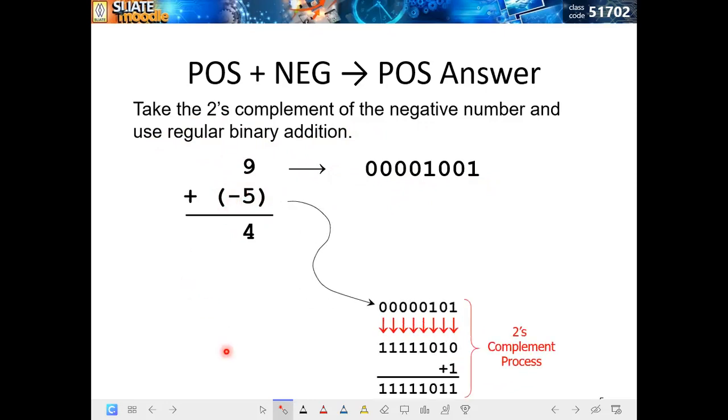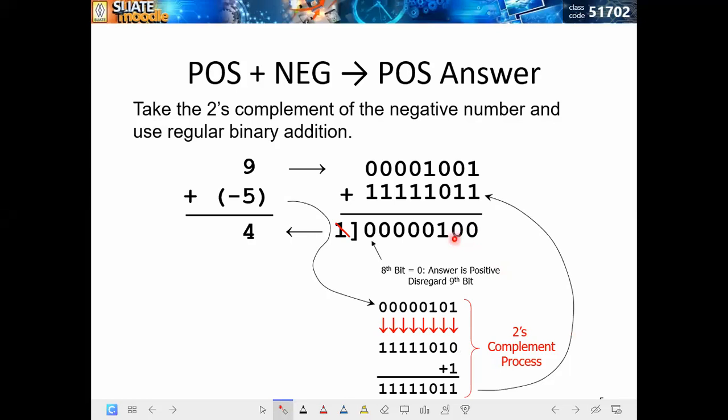This is the way you can get the 2's complement. First of all, you have to get the binary number of this 5 without thinking of the sign. Then you have to complement. Complement means you have to change the bits, 1s to 0s and 0s to 1s. Then you have to add a 1 and you can get the 2's complement value of this -5. Then you can add these together.